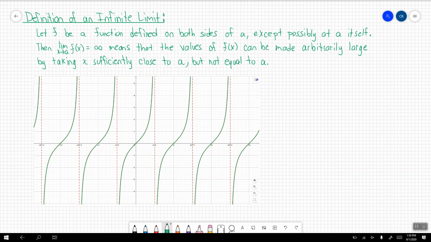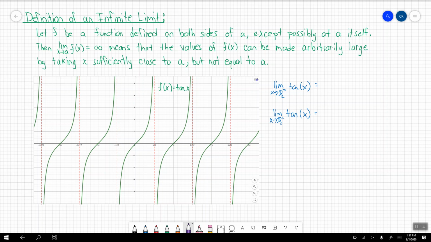This here is the graph of tangent of x. So that's where I'm going to start. This function is tangent of x, and we know that it has asymptotes at pi halves, 3 pi halves, 5 pi halves, and so on and so forth. What I want to do now is observe the limit as x approaches pi halves from the left hand side for tangent of x, and the limit as x approaches pi halves from the right hand side, again for tangent of x.